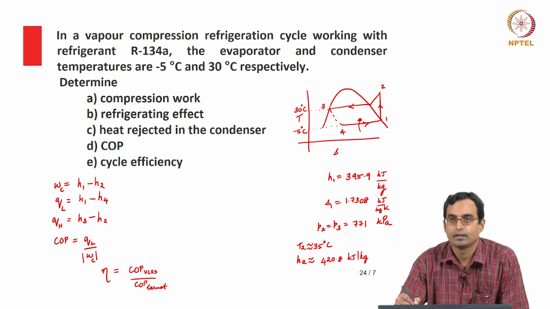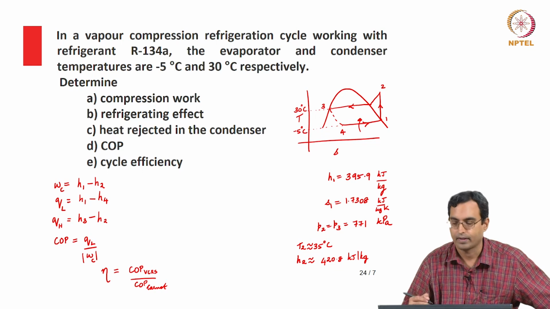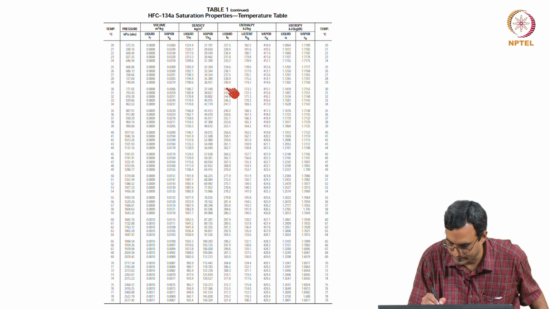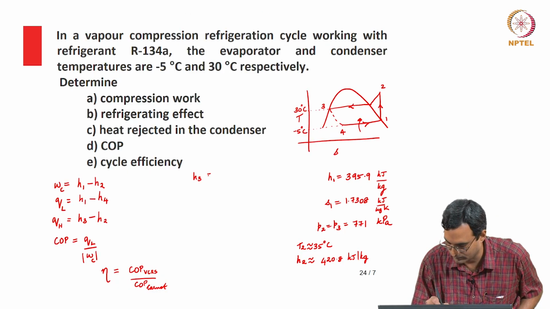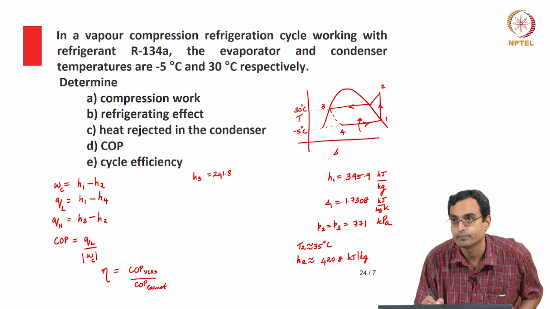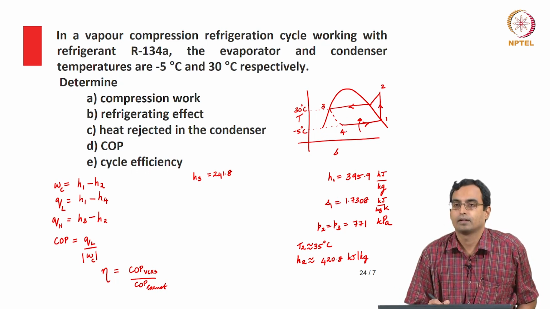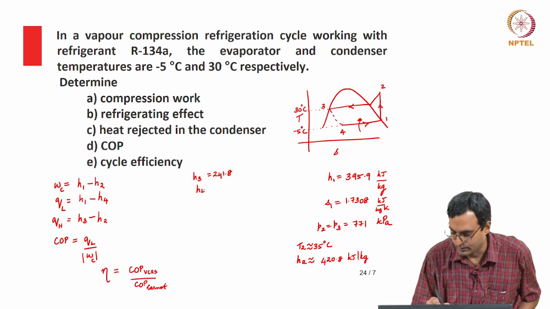Point 3 is liquid at 30 degrees centigrade. So, I can find out its value from the saturation table. 30 degrees, and I need HF, which is 241.8. Three to 4 is a throttling process. We discussed that during the throttling process enthalpy remains constant. So, H4 is equal to H3.